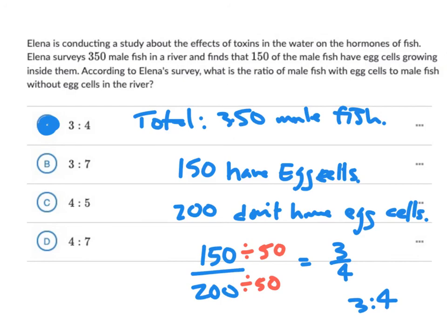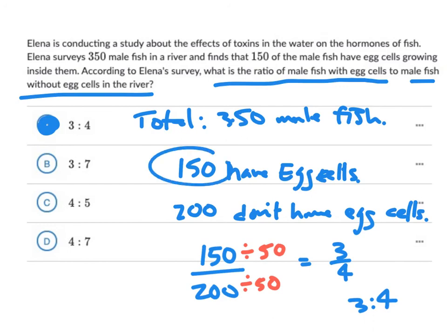But it wasn't until the very last question on this. What is the ratio of male fish with egg cells to male fish without egg cells? So I had this number. I had to figure out this number, which didn't take much. And then this one didn't even involve a calculator. I didn't have to use one. All right, let's take a look at the last one, then we'll be done for the day.